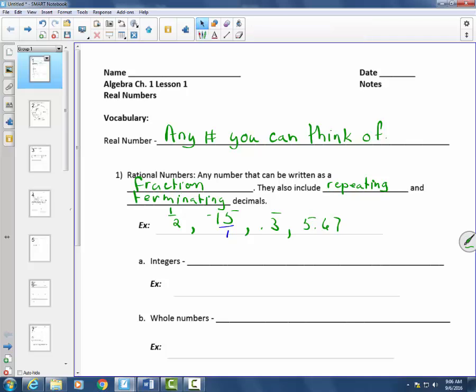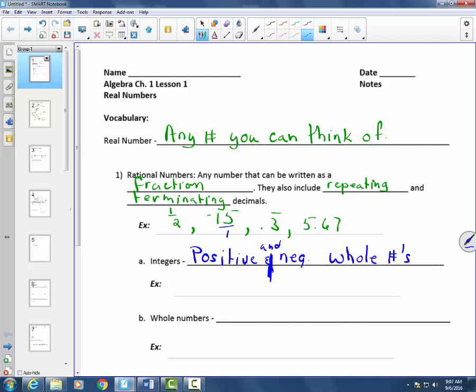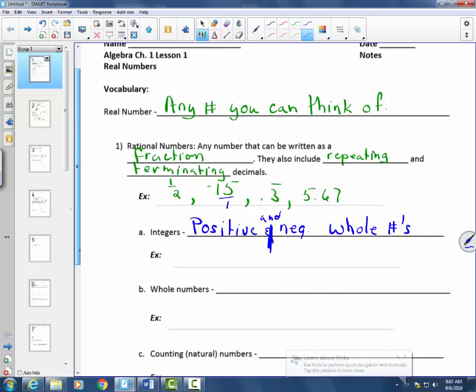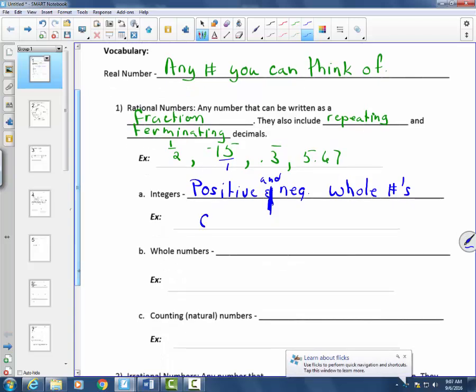All right, integers. Integers are positive and negative whole numbers. So, for example, we can have things like 0. 0 is an integer. We can have things like -15. We can have +37. All right, those are all examples of integers.